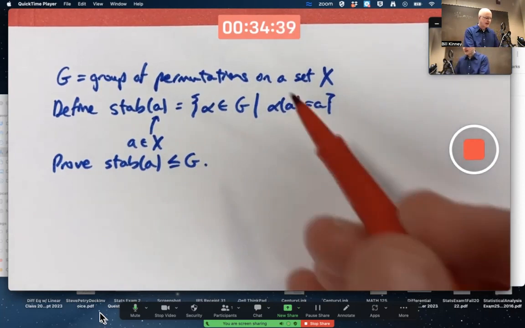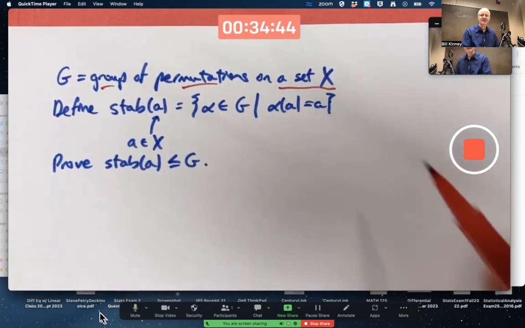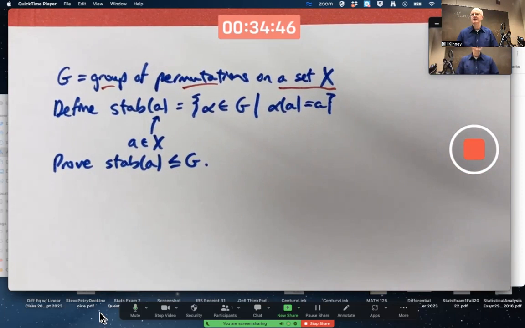In this problem, we are given a group G of permutations on a set X. First thing to notice is there's nothing said about what X is. X might be a finite set. That's the most typical kind of thing we think of with permutations, but it could be an infinite set. X could be infinite. G could be infinite. There's nothing about whether G is a finite group or not.